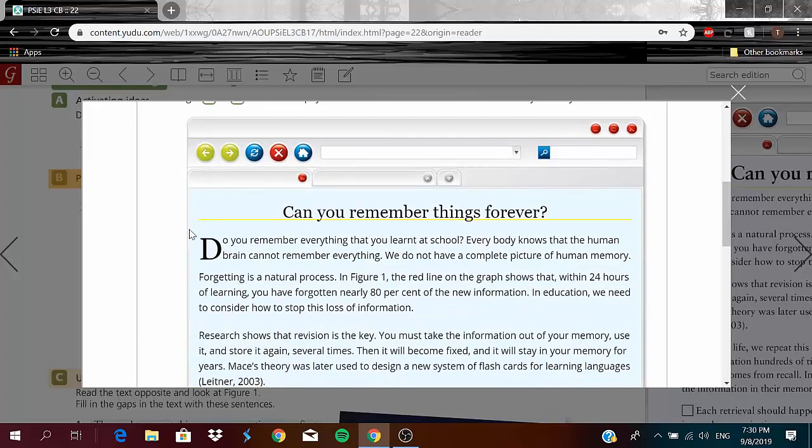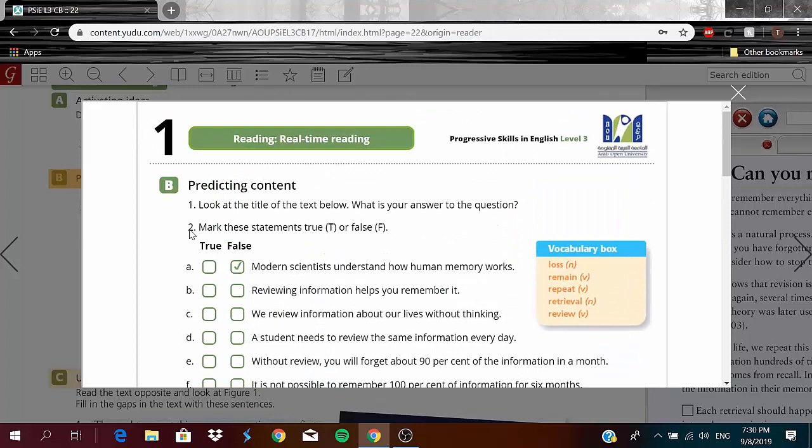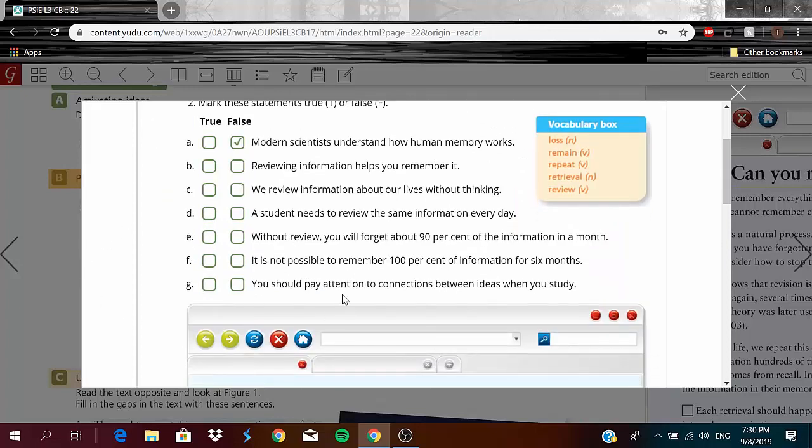Everybody knows that the human brain cannot remember everything. However, science has not discovered the exact reason for this. We do not have a complete picture of the human memory. Okay? So that is the reason. I have nowhere to write it, so okay? You guys are going to have to write this down.